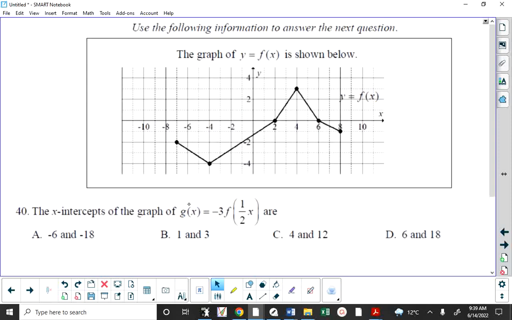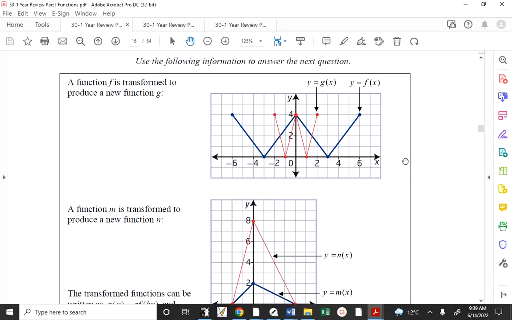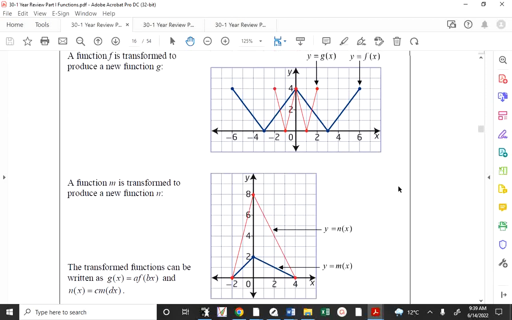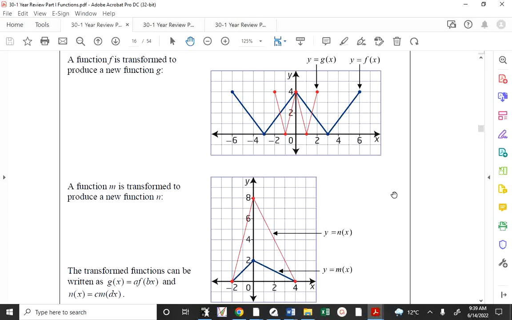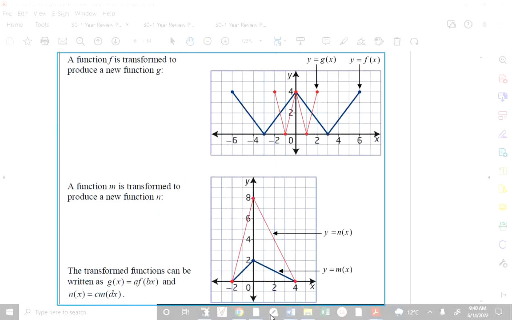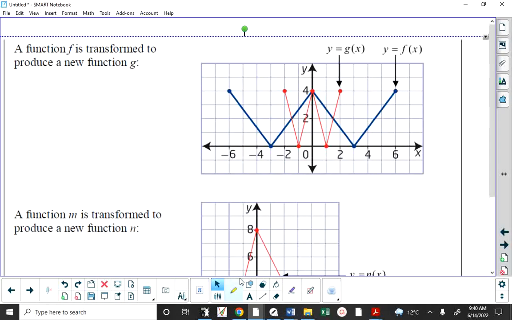what does the -3, yeah? Sorry, 41. Did I not grab 41? Oh, geez, I'm sorry. Sorry about that. There we go. Okay, sorry about that.